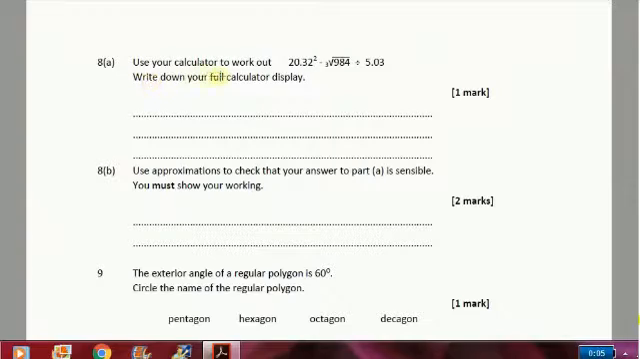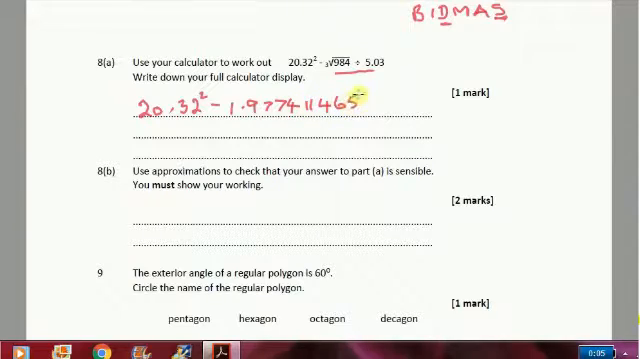Question 8. Use your calculator to work out this horrible expression. Well, to make sense of this, there is something called BIDMAS, which shows you the priority or the order of operations. We see that D comes before S. Division comes before subtraction. So I'll just write my first term down, and then I'll do the second part on my calculator. Cube root of 984 divided by 5.03, and I'll write it out in full. 1.977411465.